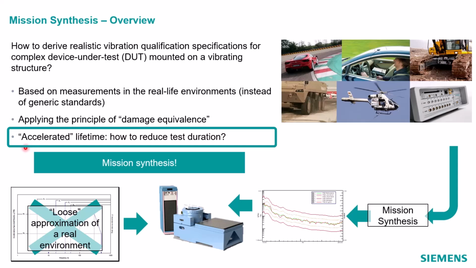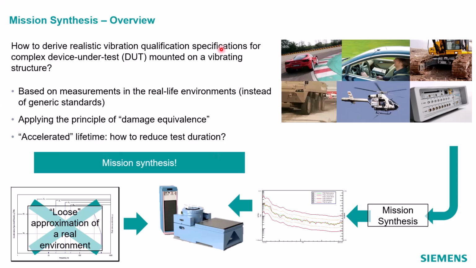And then what we also want to do is we want to accelerate this test. So you might say something about the service hour of your part or component. You might say, hey, we expect this thing to last 20,000 hours or 100,000 hours or a certain number of years. And we don't want to actually have to perform a shaker test for that long. So how can we accelerate this test and still maintain the equivalent damage that that component would see in the field?